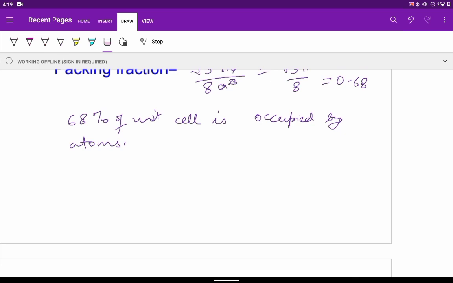This is 8 actually. So it is 68% of the unit cell is occupied by atoms, and the rest part will be empty.